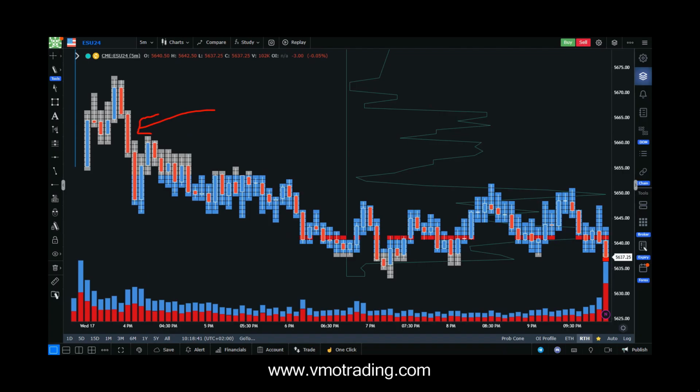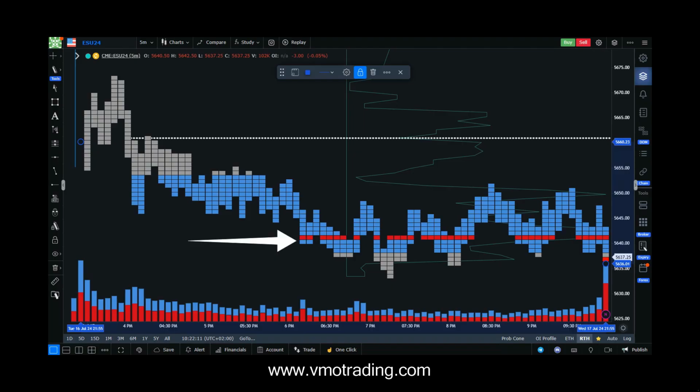showing the TPO blocks just forming one row. This is also called a single print or imbalance zone, which means that big market participants have moved the market aggressively. I call this a macro zone because big market participants have already defended this zone once.